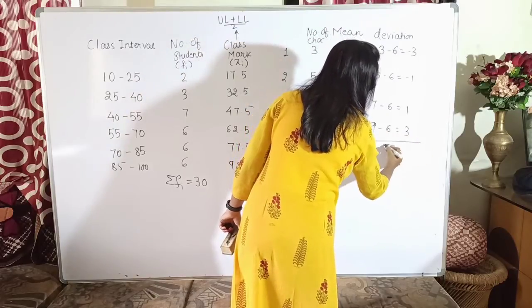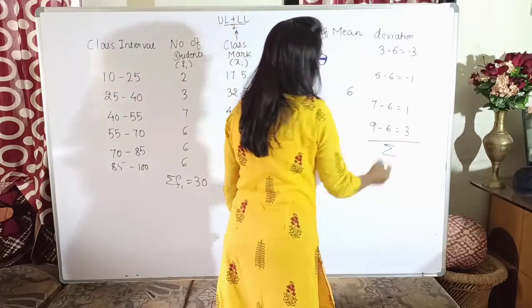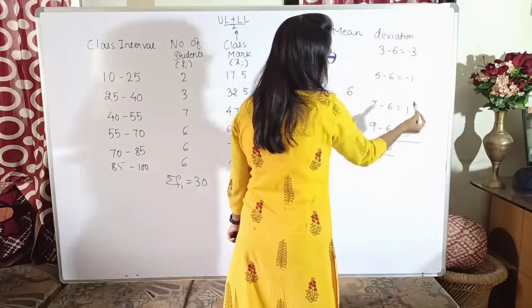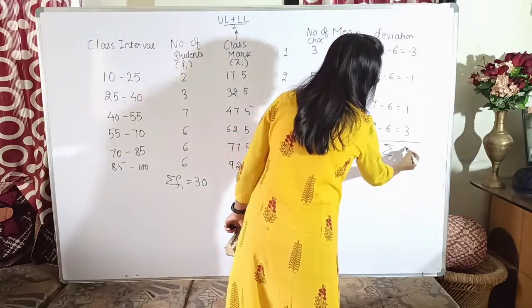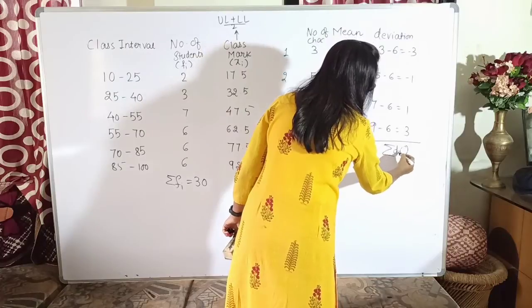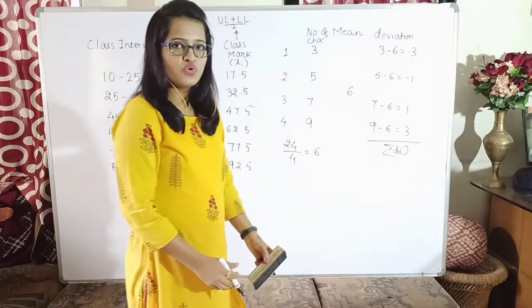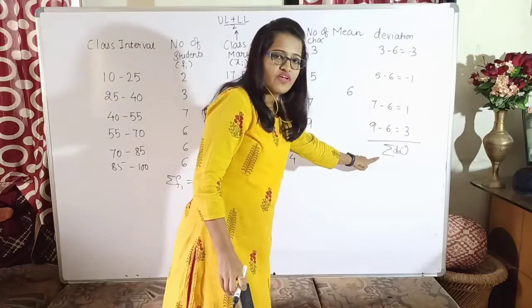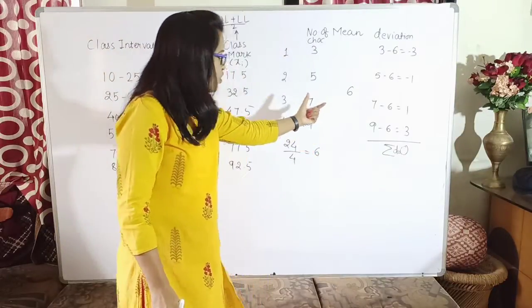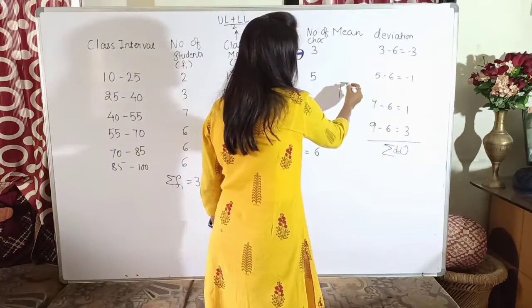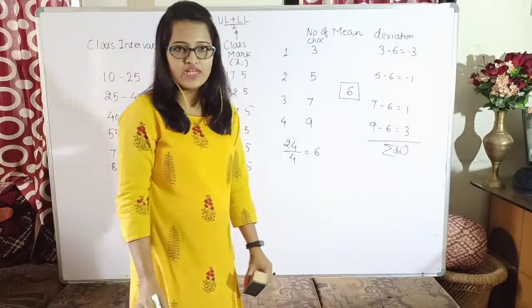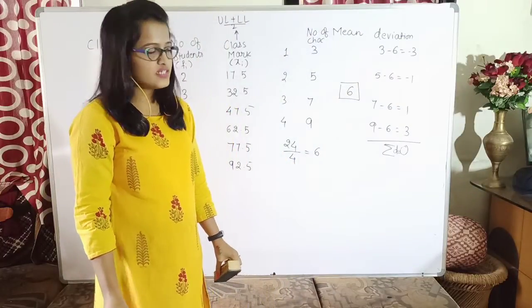And if you add all these 4 values, you can see minus 3 minus 1 is minus 4, and 1 plus 1 is plus 4. So you are getting the deviation sum as 0. When the deviation sum is 0, it means whatever you have found as the mean is the correct value of the average, isn't it?